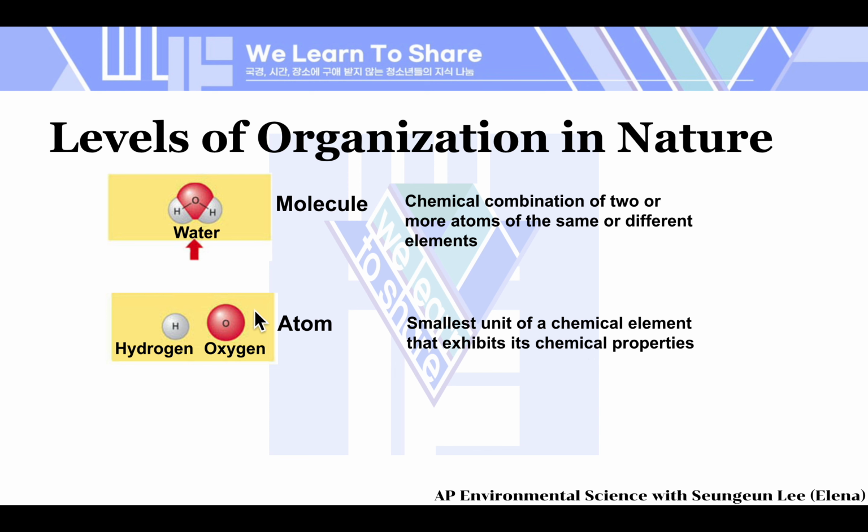And if two hydrogen atoms and an oxygen atom go together to create H2O, water, it becomes something called a molecule. So a molecule is a chemical combination of two or more atoms of the same or different elements. So it could be something like H2O, water, or O2, which would be a combination of the same elements, right? So the first step is the atom, which is the smallest unit, and then combining these atoms would be molecules.